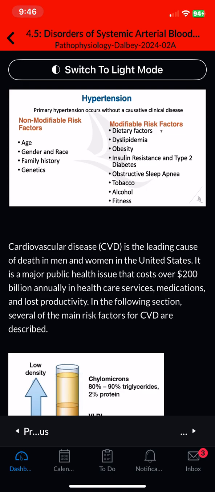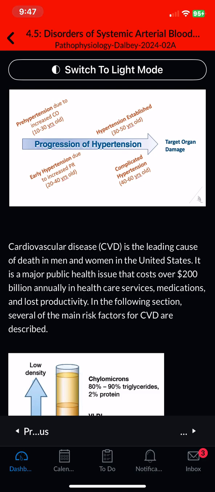Fitness and exercise have been shown to lower blood pressure, and it helps to decrease weight, lipid levels, and it also decreases risk for type 2 diabetes as well. So exercising and staying in shape is a great preventative measure.